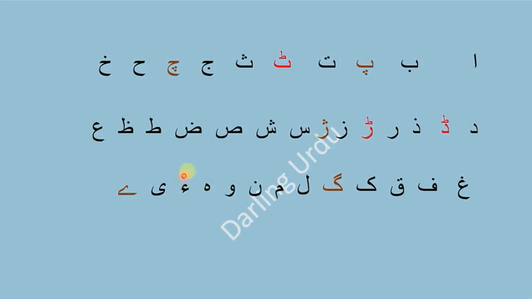And now you can see these are red colored letters, te, dal, re. These three letters have been borrowed from Hindi, and all the remaining black colored letters have been taken from Arabic.